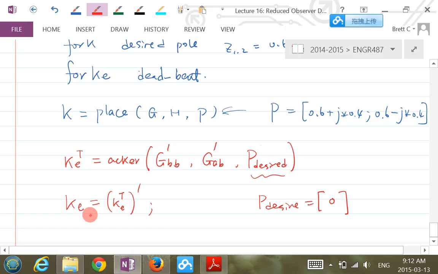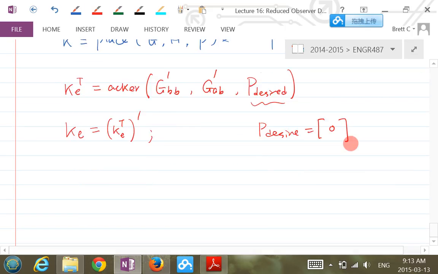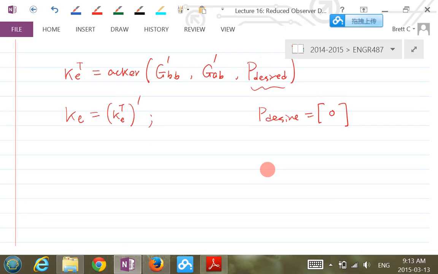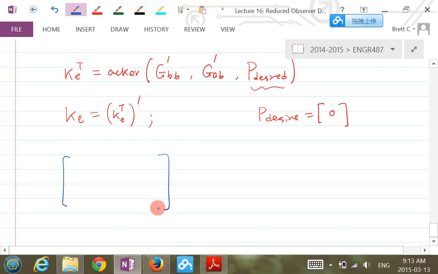But okay, so if you look at the exercise there, maybe I'll just do a quick one in here. Just see that for this example here, what is the GAA, GAB, GBA, and GBB?